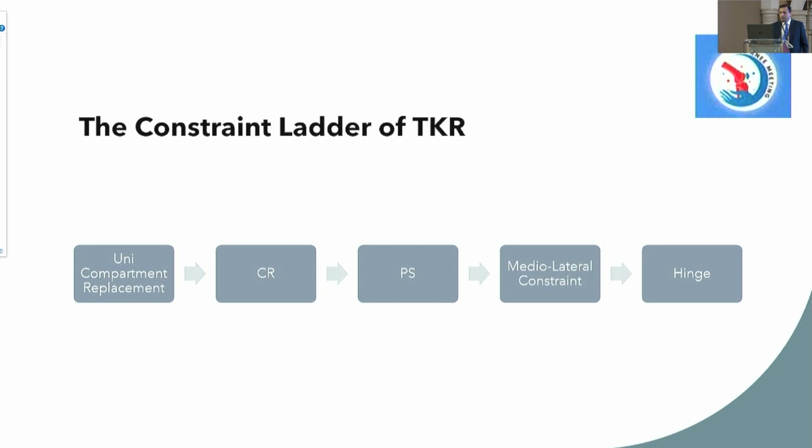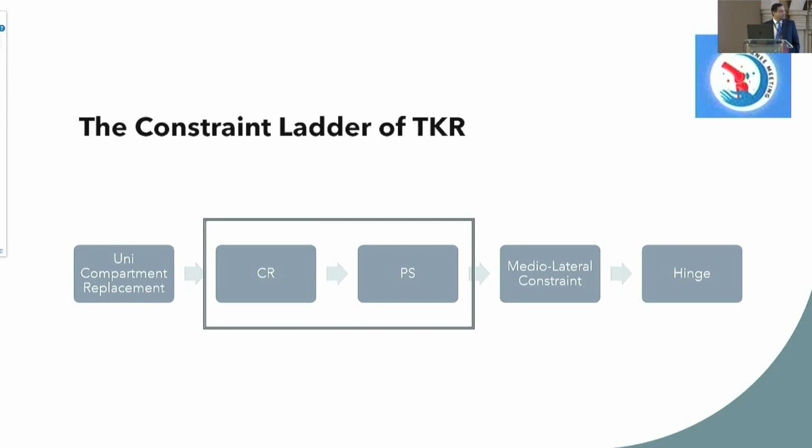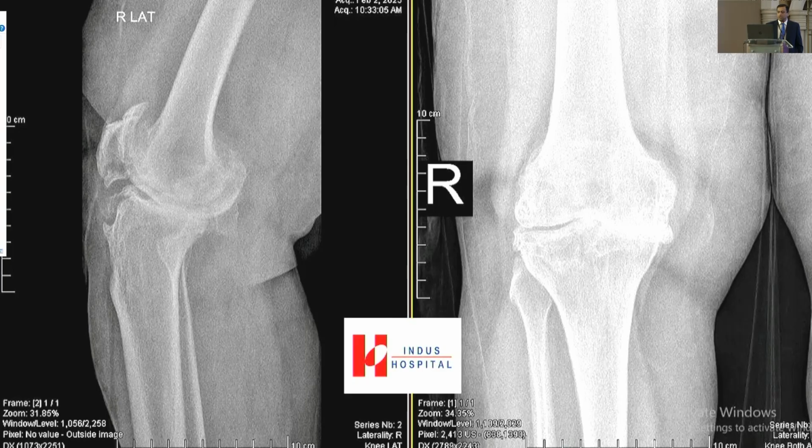So let's move on to the constraint ladder. So CR or PS knees. This is a straightforward case which I did recently. She's got some osteophytes at the front. Well, from our perspective, this is straightforward. Yeah, not from a British perspective, probably.